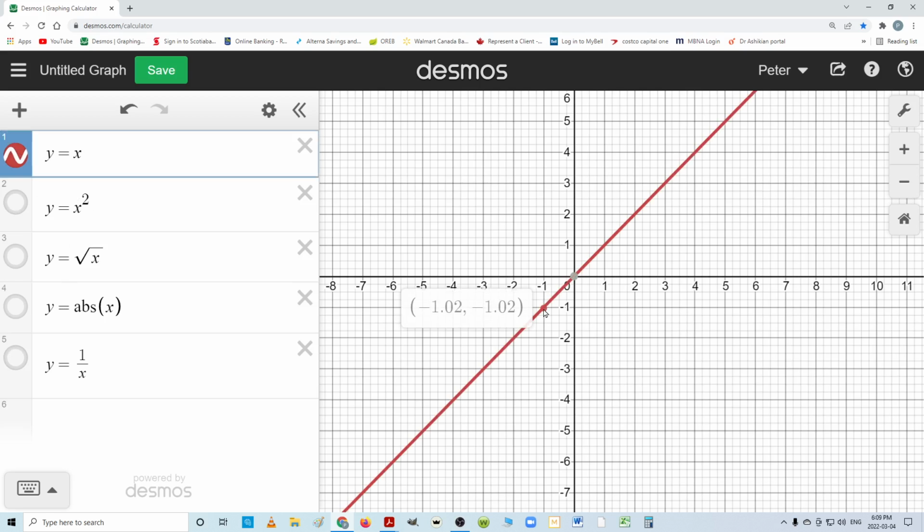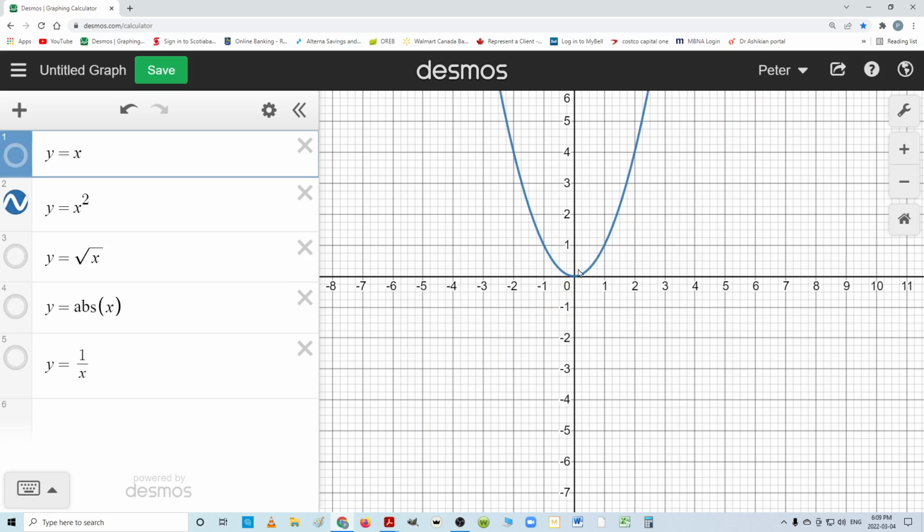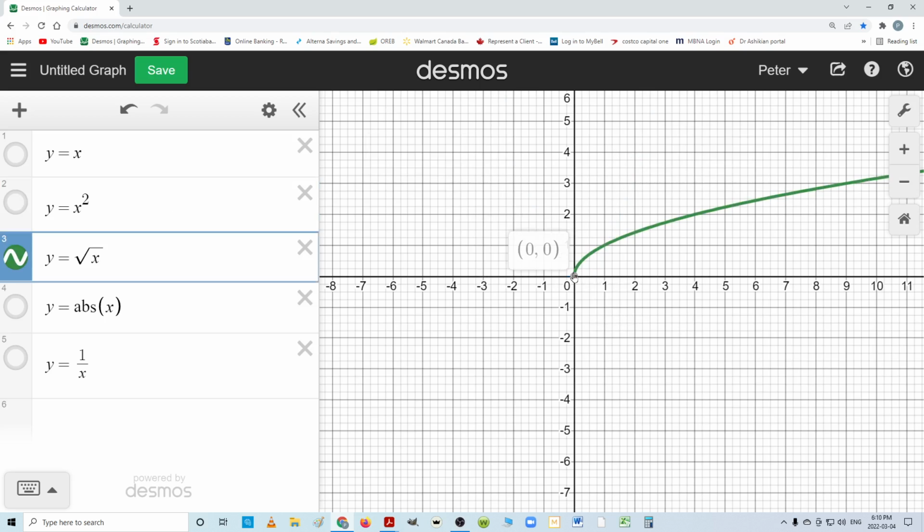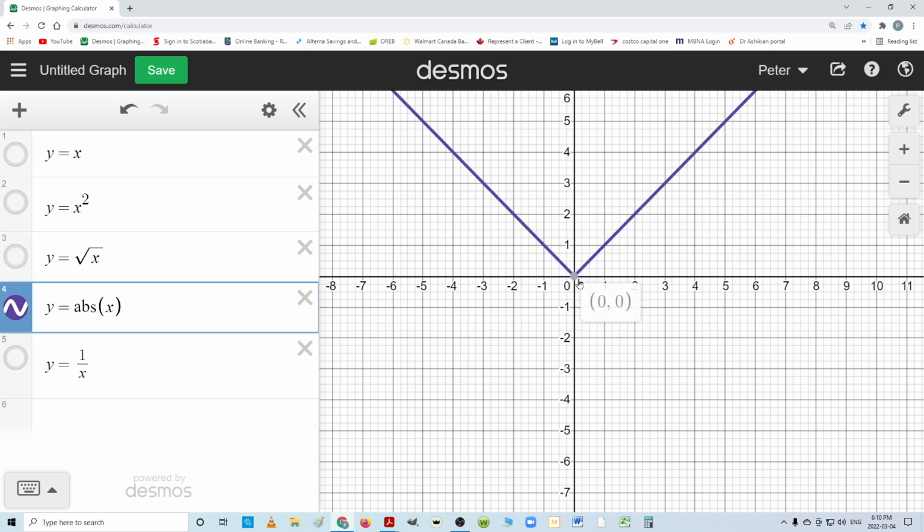For instance, for the line you would go with (-1, -1), (0, 0), (1, 1). For the parabola I would go with maybe 5 points: (0, 0), (1, 1), (-1, 1), (-2, 4), and (2, 4). For the square root function, I would go with (0, 0), (1, 1), and (4, 2). The absolute value function is pretty straightforward: (0, 0), maybe (1, 1), (2, 2), (-1, 1), and (-2, 2).